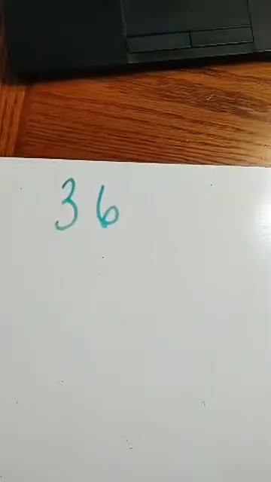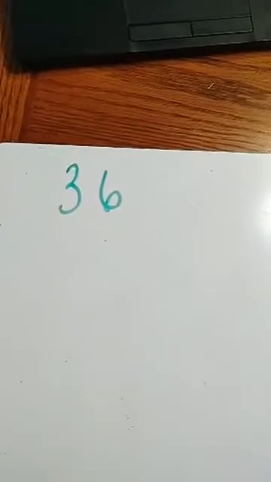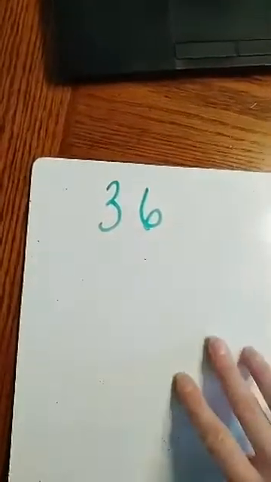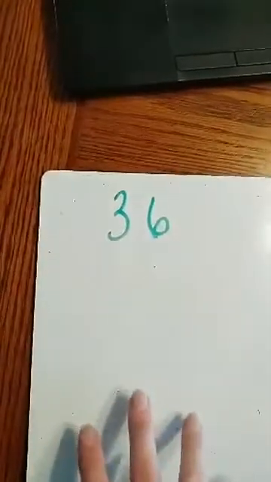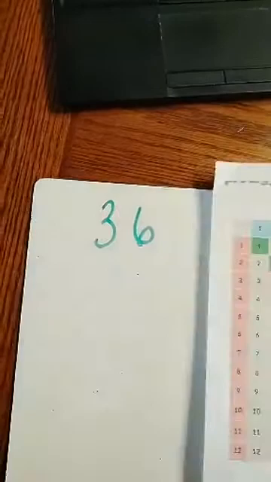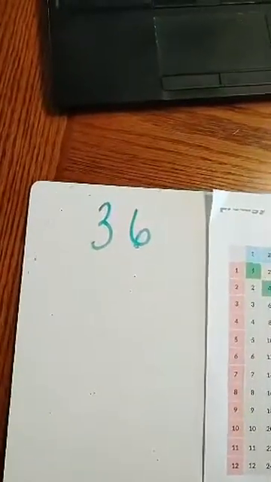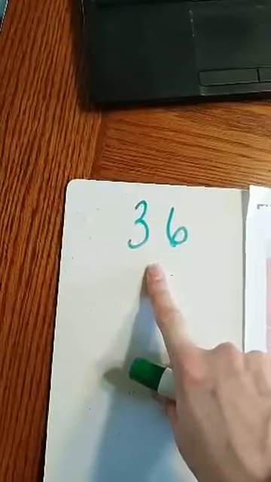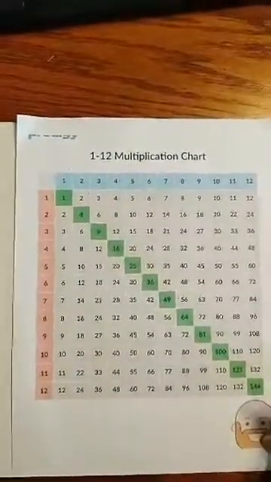Okay, my first number is 36 and we want to write the prime factorization. That means we want to find numbers that multiply to get 36 and we want to get them all the way down till we have prime numbers, okay? So we can use a multiplication chart for this if this helps you, okay? We need two numbers that we can multiply to get 36. So I can use a multiplication chart if I can't think of any.